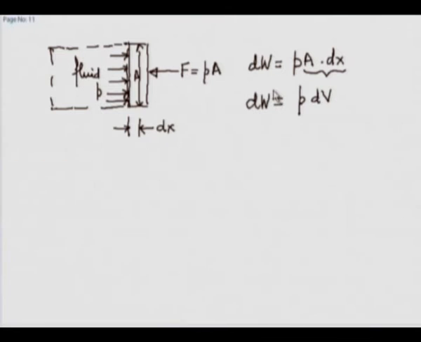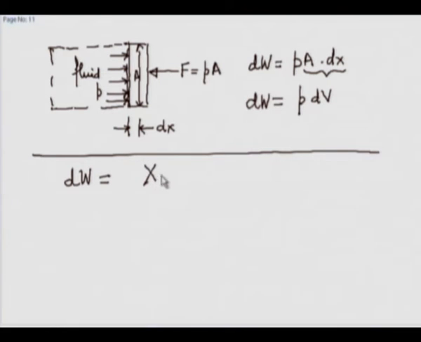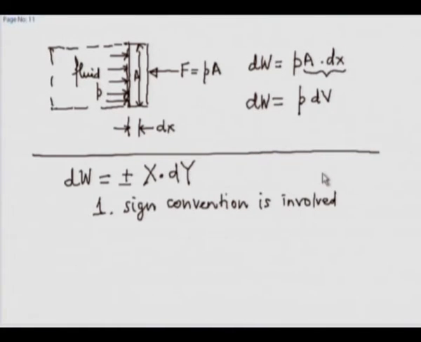So now I have here 4 illustrations, and you will notice that all 4 illustrations end up with the following thing. dW turns out to be of the kind x dy with a plus or minus sign here. A few things to note. First, we note that there is a sign convention involved. Sometimes we wrote a positive sign, sometimes we wrote a negative sign.